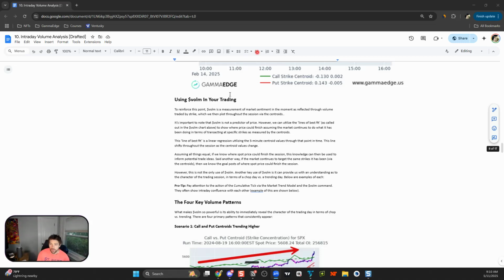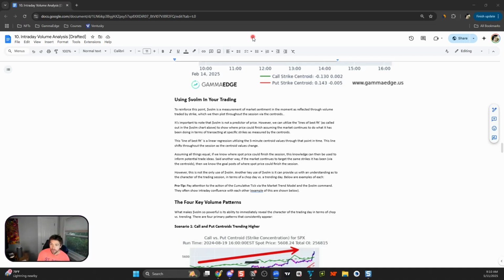Assuming all things equal, if we know where spot price could finish the session, this knowledge could then be used to inform potential trade ideas. Said another way, if the market continues to trade in the same strikes it has been via the centroids, then we know the goalposts of where spot price could finish the session. However, as we said before, this is not the only use of vol M.